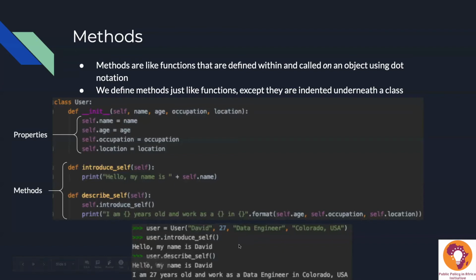And then in addition to that, it prints out, I am 27 years old and work as a data engineer in Colorado, USA. And that's because when I created the object, I assigned the age as 27, the occupation as data engineer, and the location as Colorado, USA. So you can think of anytime you see self, it's almost like referring to this variable here. So when I call the user.describe self, it's almost like a user.age, user.occupation, user.location is kind of how you can think about it there.